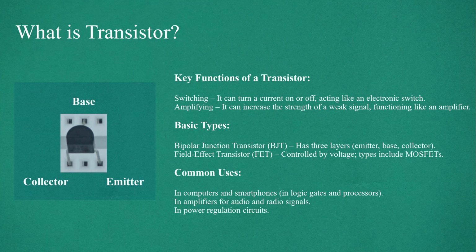Basic types: 1. Bipolar junction transistor, BJT, has 3 layers: emitter, base, collector. 2. Field effect transistor, FET, controlled by voltage. Types include MOSFETs. Common uses: 1. In computers and smartphones, and logic gates and processors. 2. In amplifiers for audio and radio signals. 3. In power regulation circuits.